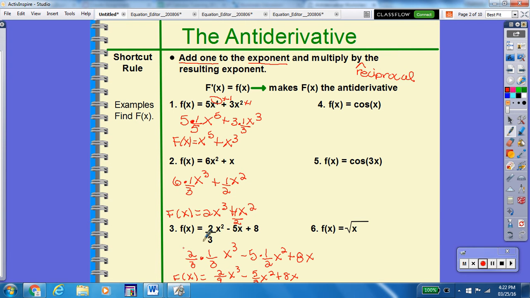In the next one, I add 1. Now notice I already had a fraction here, and that's okay. I just keep my 2/3. So I add 1 to the power and multiply by the reciprocal of that power. This becomes 2/9. There it is. 5, keep it there. Add 1 to the power. That gives me a power of 2. Multiply by the reciprocal, 5/2.